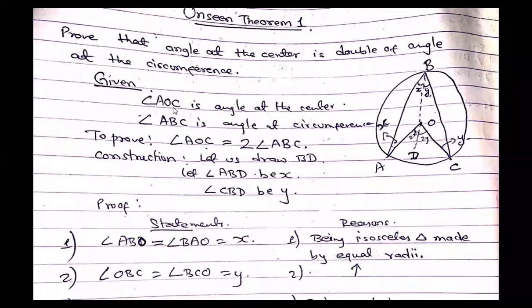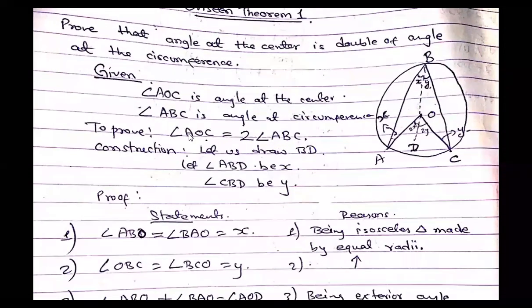You need to write down as it is: AOC is the angle at the center, and ABC is the angle at the circumference. So everything is written. And what you need to prove is that the angle at the center, AOC, is double the angle at the circumference. This you need to prove.